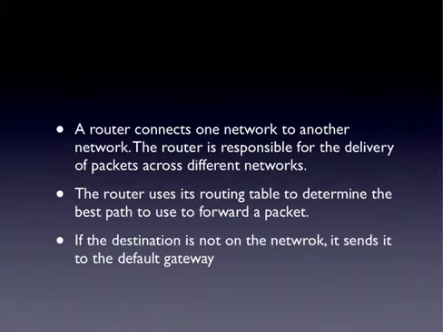A router connects one network to another network. The router is responsible for the delivery of packets across different networks. The router uses its routing table to determine the best path to use to forward a packet. If the destination is not on the network, it sends it to the default gateway.